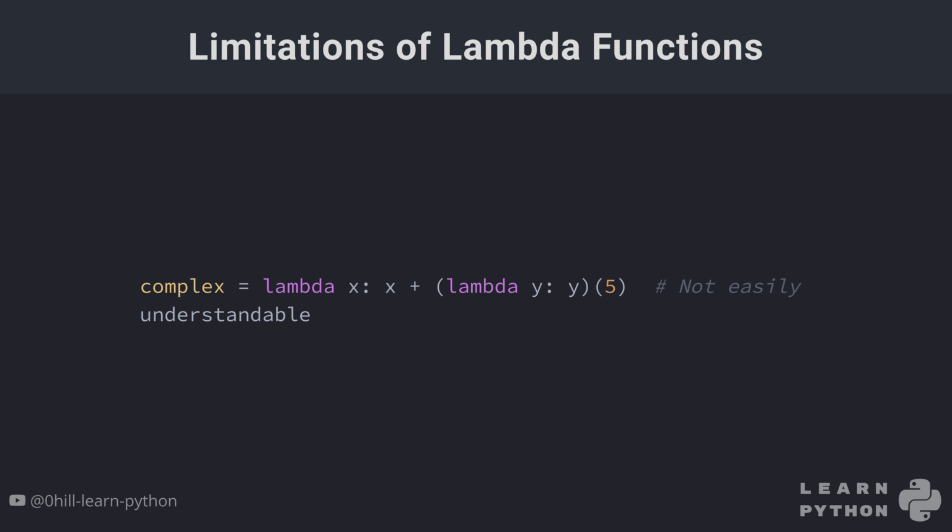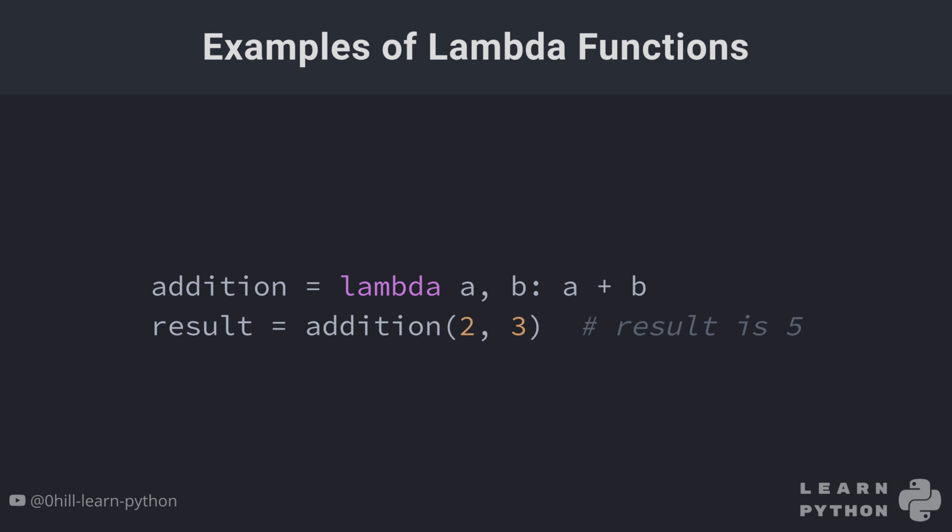Example: this will cause confusion due to lack of clarity. complex = lambda x: lambda y: x + y + 5, not easily understandable. Examples of lambda functions can illustrate their use and structure. 1. Simple addition. addition = lambda a, b: a + b; result = addition(2, 3). The result is 5.